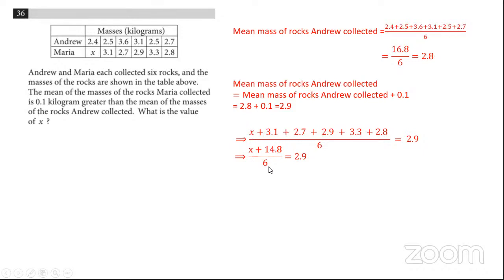Now multiply the equation throughout by 6 to get x plus 14.8 equal to 2.9 into 6. What is 2.9 into 6? That is 17.4. Now x plus 14.8 will be equal to 17.4. Now subtract 14.8 from both sides. We get x equal to 17.4 minus 14.8, which is 2.6. 2.6 can also be written as 13 by 5, but you need not do that. If you get 2.6, that's fine.